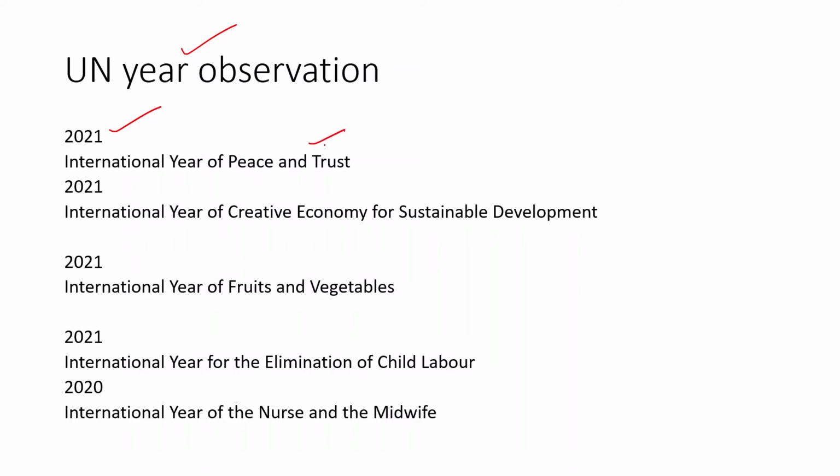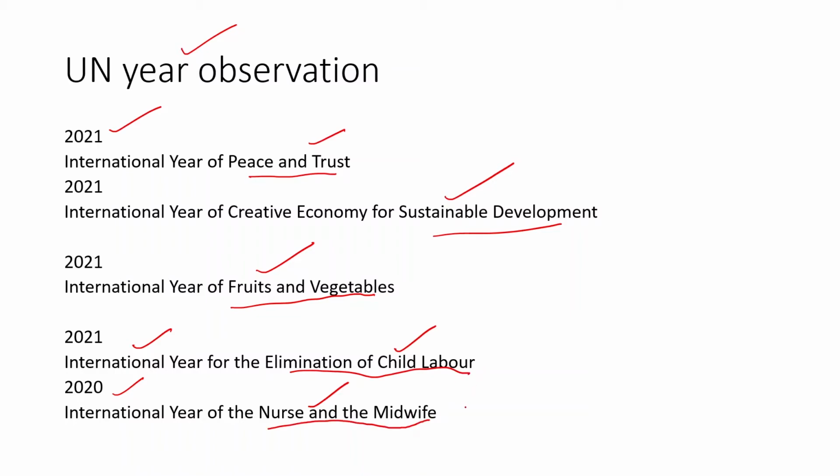International Year of Peace and Trust, International Year of Creative Economy for Sustainable Development, International Year of Fruits and Vegetables, and International Year of the Elimination of Child Labor. And 2020, UN observed International Year of the Nurse and the Midwife. If any article is related with peace and trust or sustainable development or fruits and vegetables or elimination of child labor or the service of nurse and midwife or the medical field, you can refer the UN observation of these years. You can start your article with this current affair.